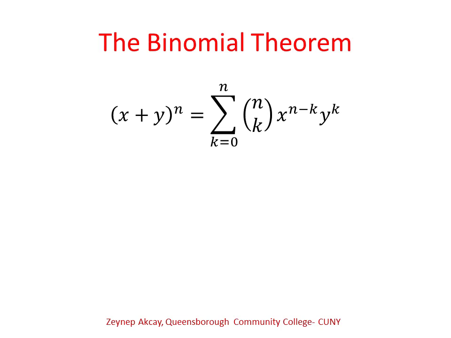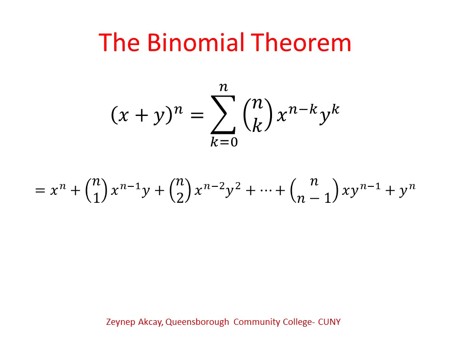Here is the binomial theorem. If x plus y is raised to the nth power, this will give us a sum of n plus 1 terms, k changing from 0 to n, and each term consists of n choose k times x to the power n minus k times y to the power k.